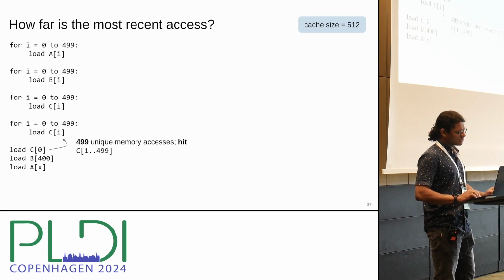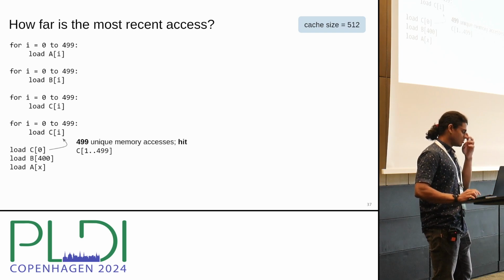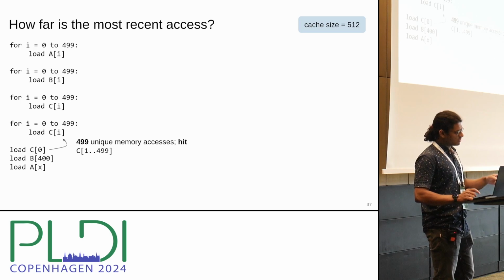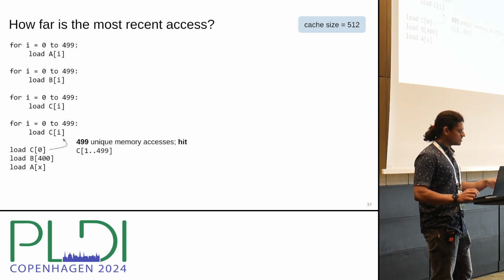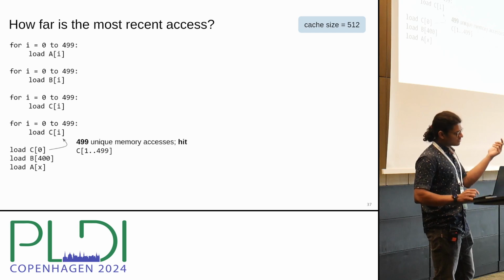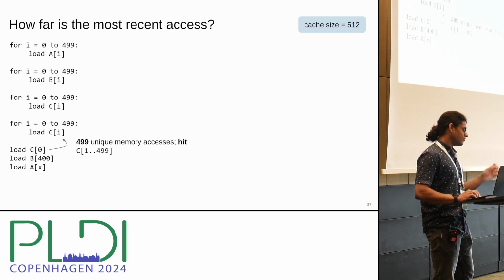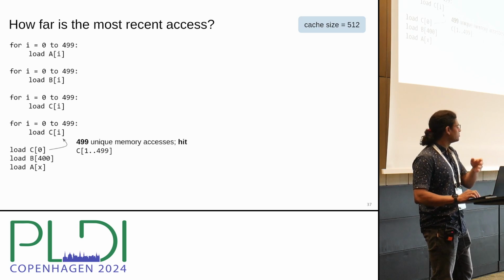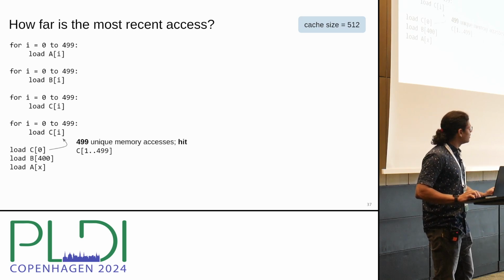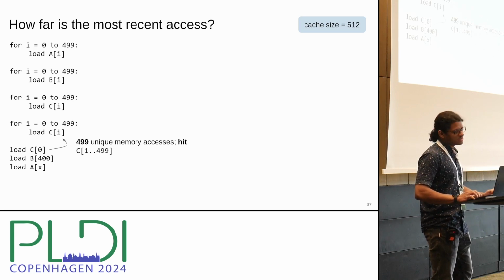I won't go into the details of how to compute the distances, but basically you will get 499 unique memory accesses between C0 and iteration 0 of that loop. So that 499 is the distance, and let's assume that the cache size was 512. Then this would be a hit because 499 is less than 512.